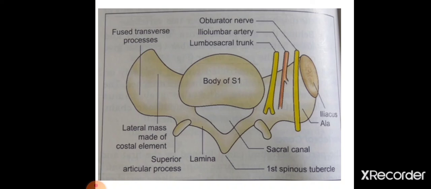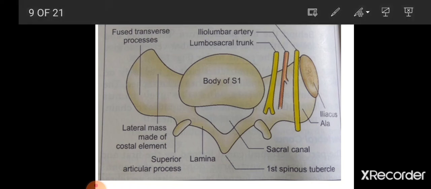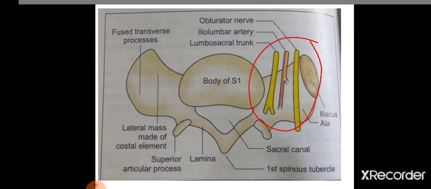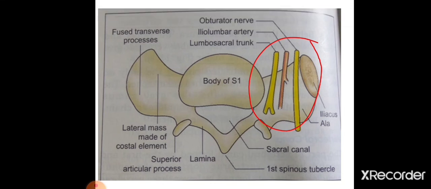This is the superior view of the sacrum. Here we can see the body of S1 vertebra, and on the ala of sacrum, these are the neurovascular structures. From lateral to medial side, the lateralmost structure is the obturator nerve. Then medially you have the iliolumbar artery. Then medialmost is the lumbosacral trunk, and more medially we have the sympathetic chain. So these are the neurovascular structures at the ala of the sacrum.